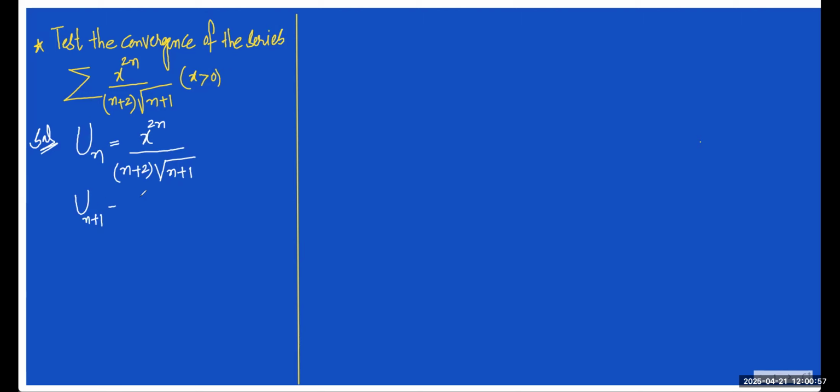So immediately we can move on for UN plus 1. That is, wherever n is there, we replace it, for example, n can be written as n plus 1. So if you multiply, we get 2n plus 2. So this one we have to write down, 2n plus 2 divided by n plus 2 plus 1 becomes n plus 3. Every n is replaced by n plus 1. So n plus 1 plus 1.